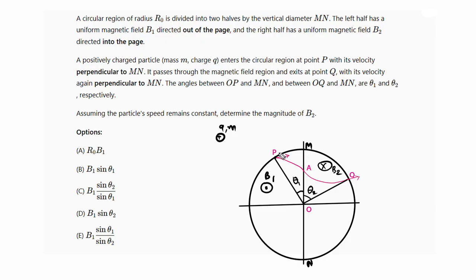The particle enters at the point P perpendicular to MN and leaves at the point Q perpendicular to MN. In between, it crosses this diameter when it goes from this region to this region. Okay, so how do we solve this problem?